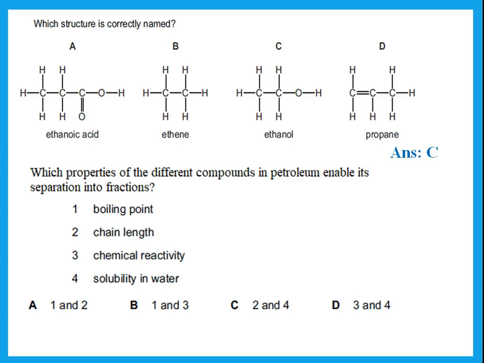Okay, which properties of the different compounds in petroleum enable its separation into fractions? We said when we separate petroleum into fractions, we use fractional distillation because they have different what? Because they have different boiling points. So I must choose one. But then I need also the chain length, because we said the chain length determines the boiling point. If I have 1 carbon, 2 carbons, 3 carbons, then the boiling point is low. If I have many carbons, then the boiling point is high. Okay?